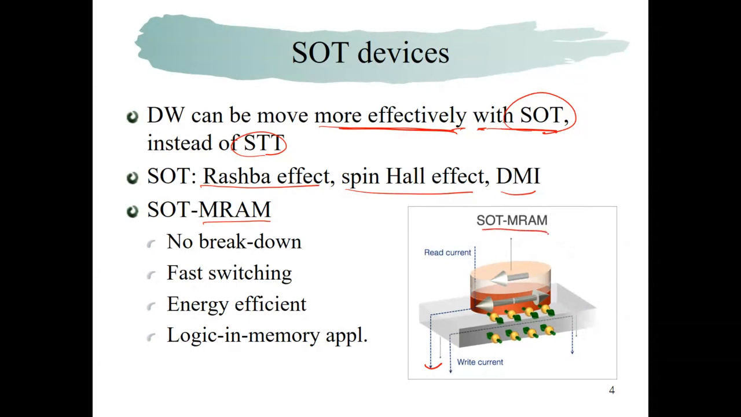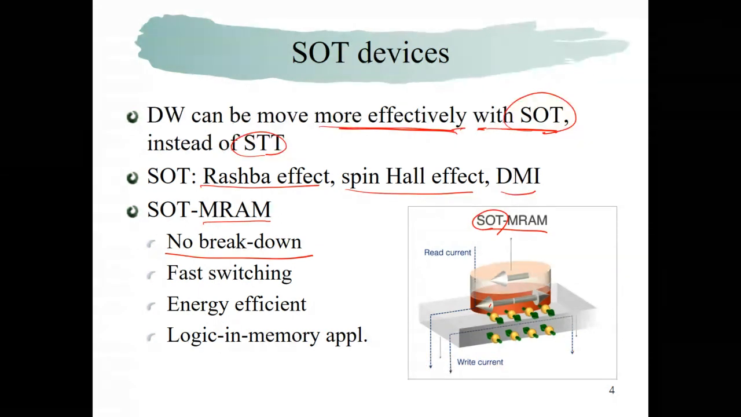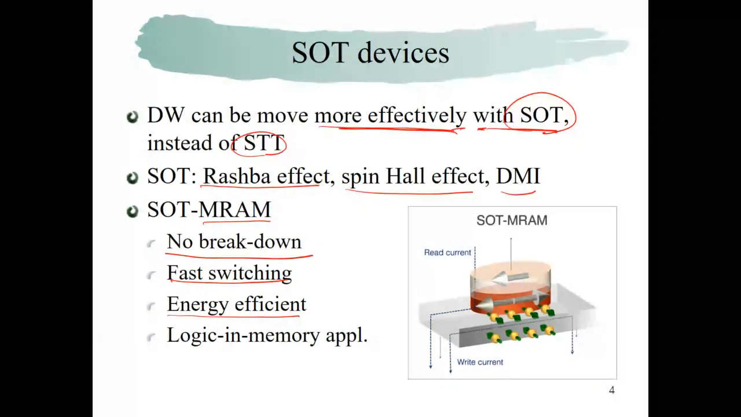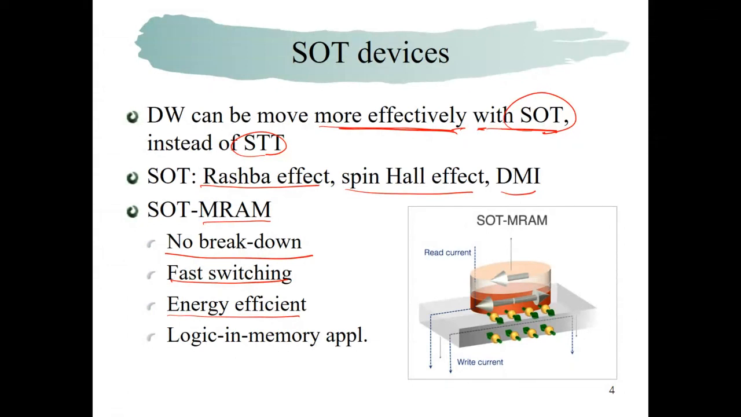But in SOT MRAM, the current passes through something like this way. Then the spin current can be injected into the ferromagnetic layer. And as a result of this injection, the magnetization can be switched. So the main benefit of SOT is there is no breakdown in the insulator. And for switching, I didn't mention more details, but SOT switching is much faster compared to STT. So we can achieve very fast switching, meaning we can make a fast memory. And in the sense of energy, it's more efficient compared to STT.